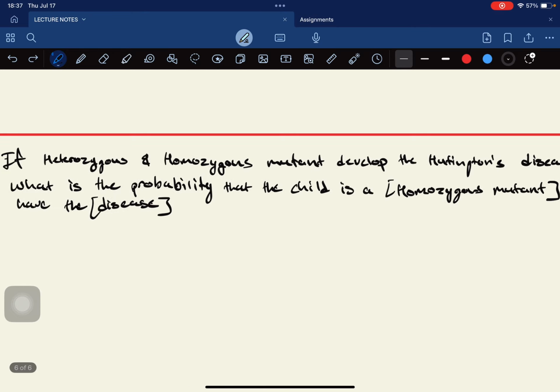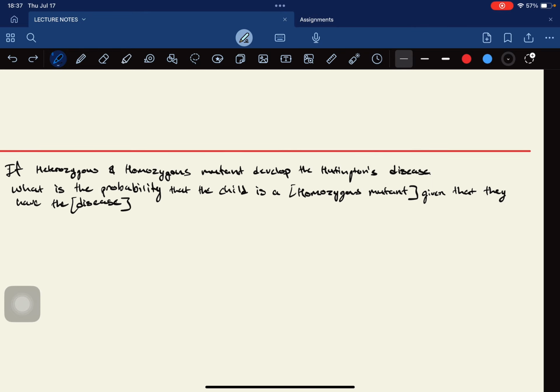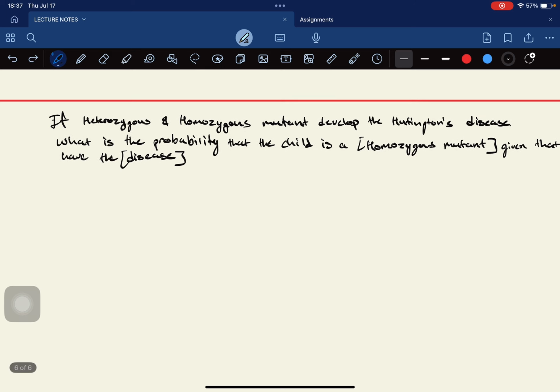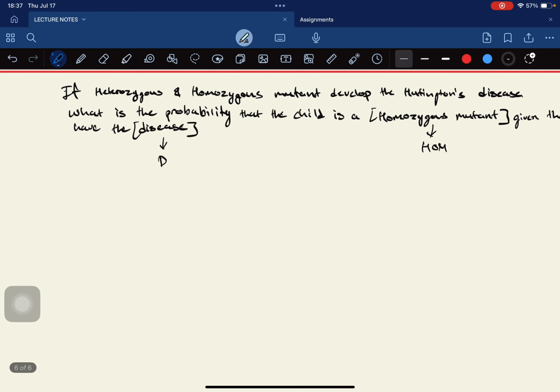So the question is asking, if heterozygous and homozygous mutant develop Huntington's disease, what's the probability that the child is a homozygous mutant given that they have the disease? First we start off by giving variables to these, based off the formula that I showed in the previous parts. Don't worry, I'll show it to you. This disease would be D, and homozygous mutant would be HOM. It's just variables, right?